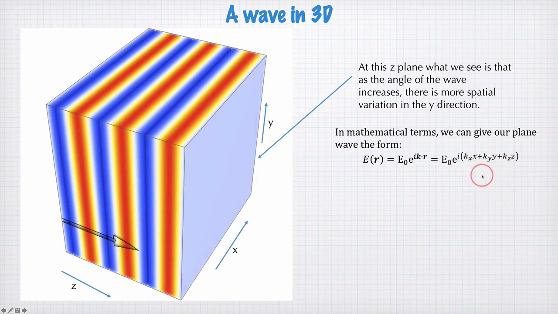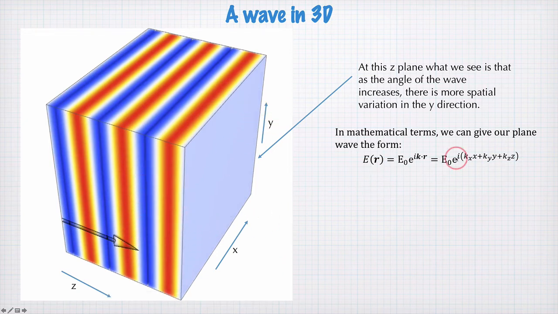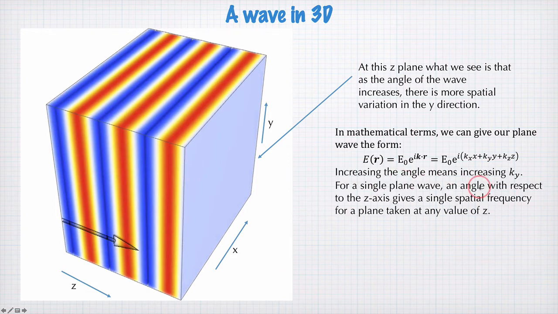If kx and ky are 0, and kz is non-zero, then the wave is propagating purely in the z direction. And as we increase ky in this example here, then the wave starts to propagate upward at an angle in the positive y direction. So increasing the angle means increasing ky.